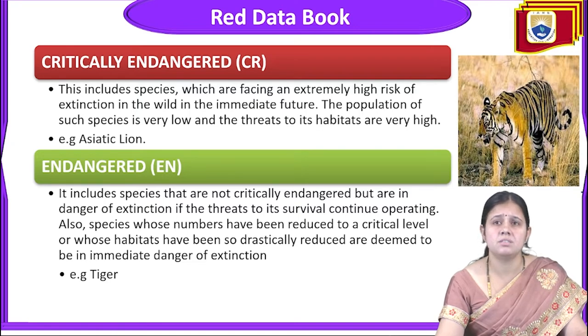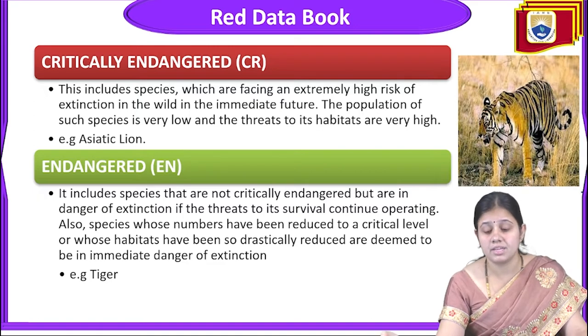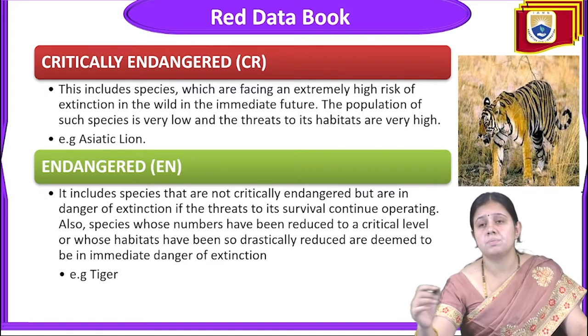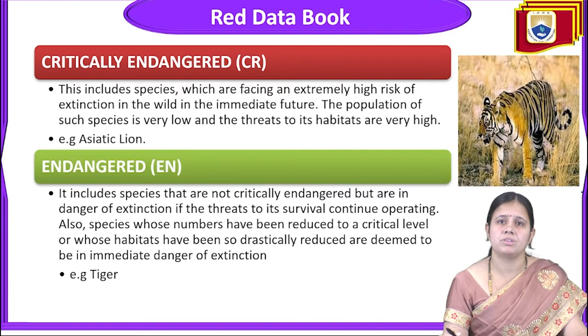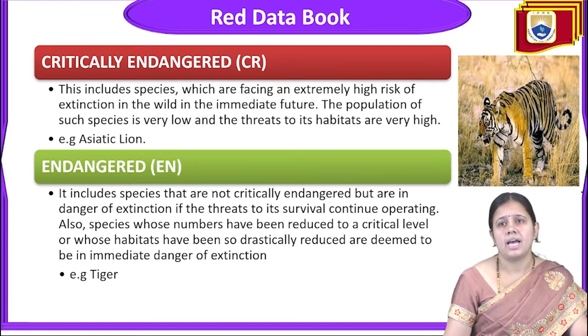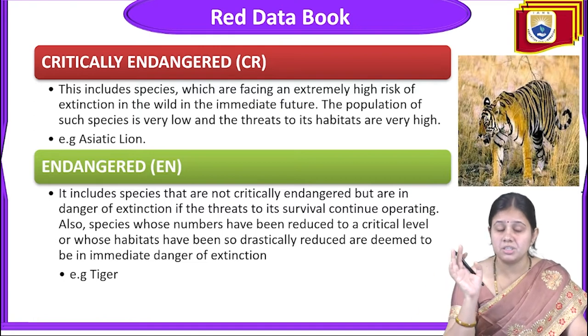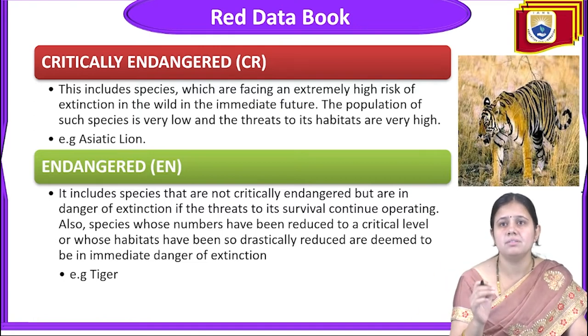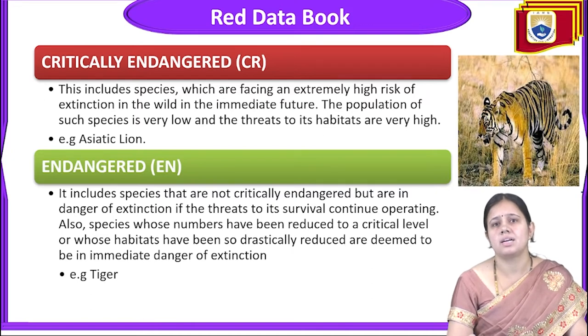These are species facing an extremely high risk of extinction in the wild in the immediate future, in the coming future, just now. Their population is also very low and the threat to their habitat is very high. So its example is the Asiatic lion.